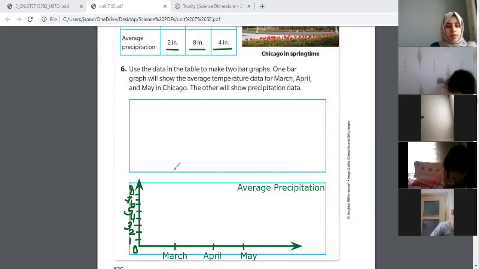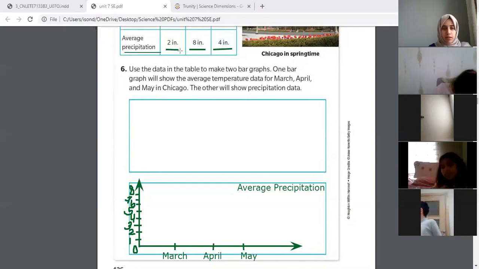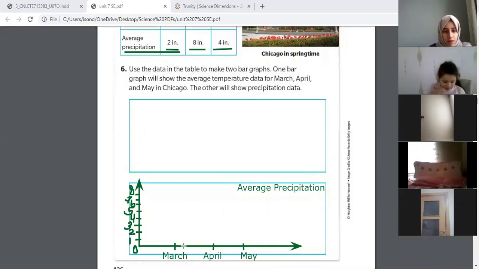So Asid, what was the first amount of precipitation for May? Sorry, for March. What was the amount of precipitation for March? Here, Asid. 2. Yes, 2 is the first value. So I'm going to make sure that before I draw, I look at 2. So 2 is here. I'm going to make it as straight as possible and put a bar at 2. Thank you, Asil.